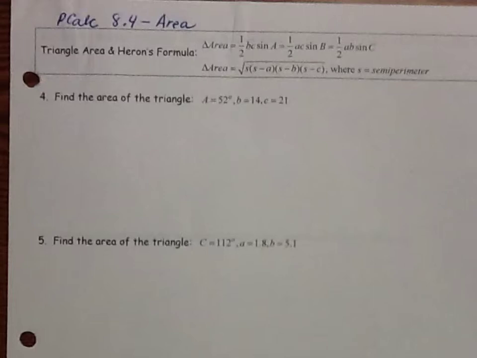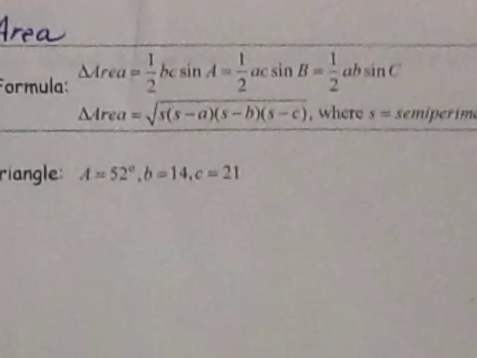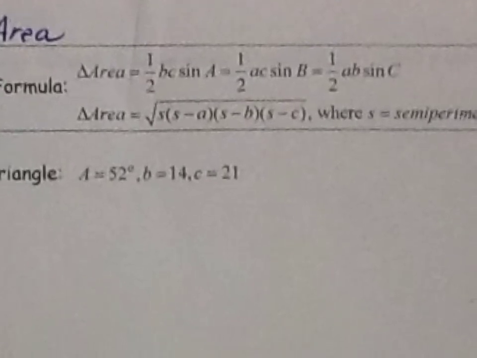Alright, we're going to do section 8.4. It's all about area of triangles, and there's two new formulas you have to memorize. So if you look at this box here, I know it's a little blurry on mine, but you have yours. The triangle area can be 1/2 side B side C times the sine of A, or the equivalent of the other ones.